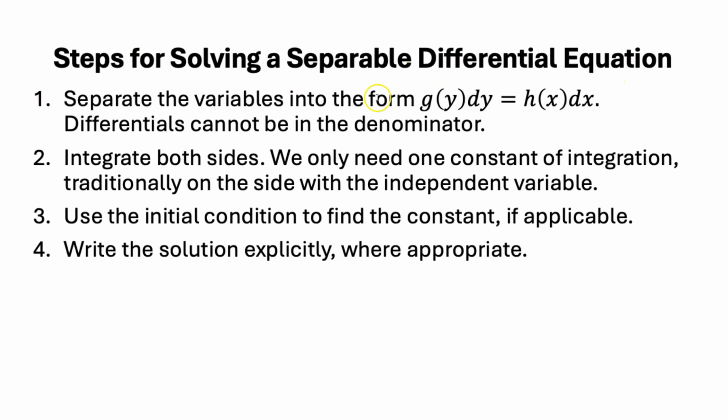Here are some general steps for solving a separable differential equation. First, separate the variables into the form g of y dy equals h of x dx. Differentials cannot be in the denominator. 2, we're going to integrate both sides. We only need one constant of integration, traditionally on the side with the independent variable. 3, we're going to use the initial condition to find the constant, if applicable. 4, we're going to write the solution explicitly where appropriate and when possible. And when we start to get into application problems, when it makes sense to solve explicitly.